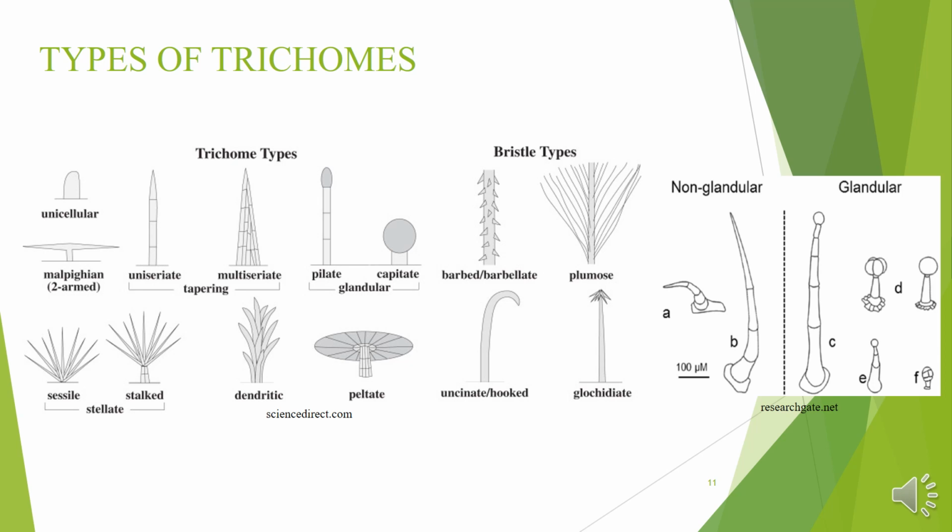And under the microscope, you might see them as unicellular, you can see them as uniseriate, you can see them as multiseriate, you might also see them as pilate, capitate, and so on and so forth, as the diagrams indicate. You could also see them as non-glandular or glandular. The glandular trichomes always have round heads at the top where the oils are stored. So you will get to see these different types of diagnostic characters.